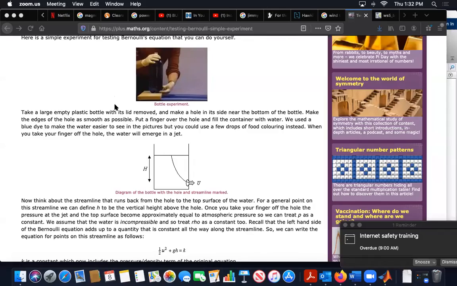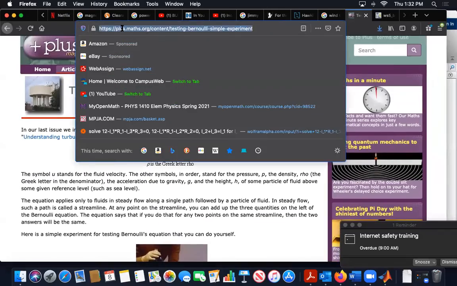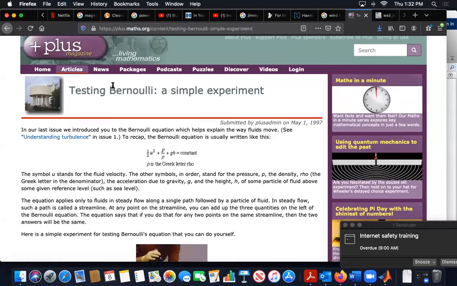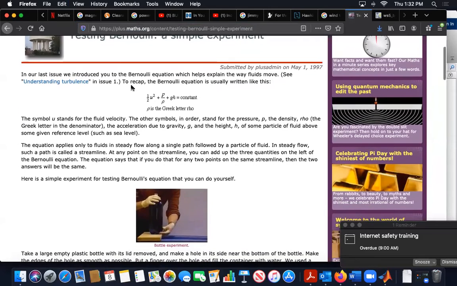And so this is the website. It's at maths.org. And this is called Testing Bernoulli. You have to have a 2-liter bottle. Do you have a 2-liter bottle or no? You do. Okay. So in this one, all you need is a 2-liter bottle and just something like a knife or something to just kind of bore a hole in the side.